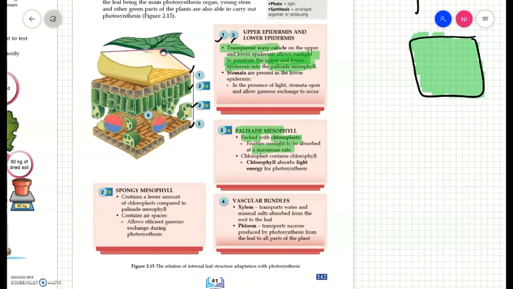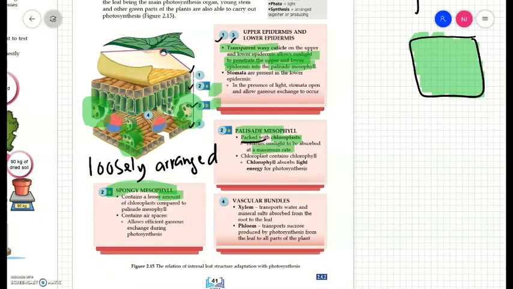Okay, and then below, after the palisade mesophyll, we can find a spongy mesophyll. Spongy dengan palisade mesophyll ni, the arrangement is different. Arrangement of the mesophyll. Kalau palisade, ingat saja tadi packed, rapat-rapat. Kalau spongy mesophyll pula, it contains a lesser amount, and you can see here, dia macam loosely arranged.